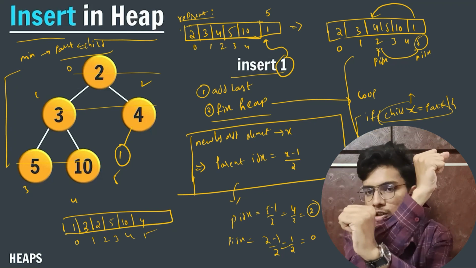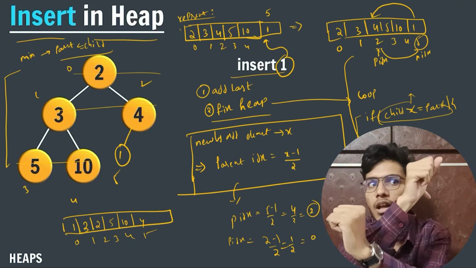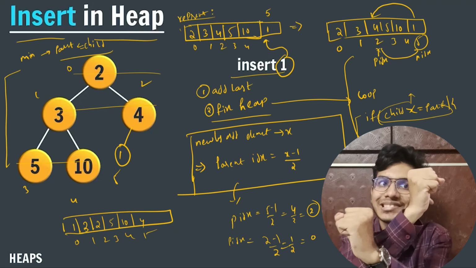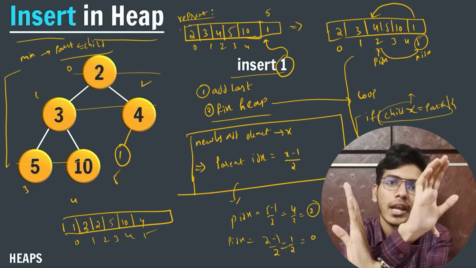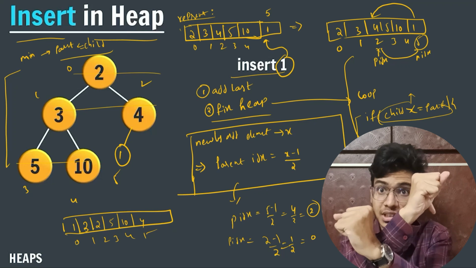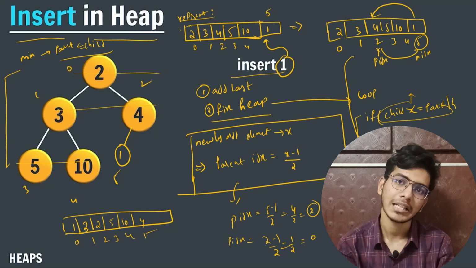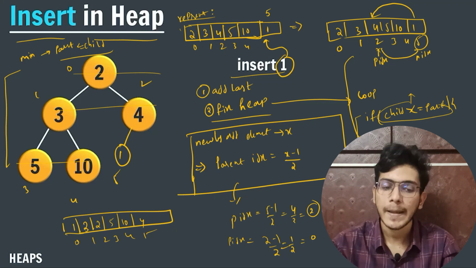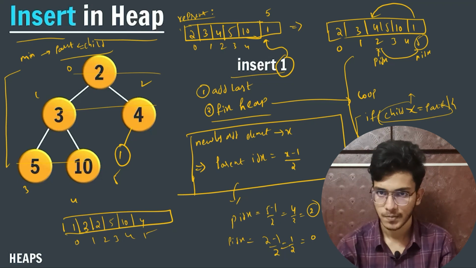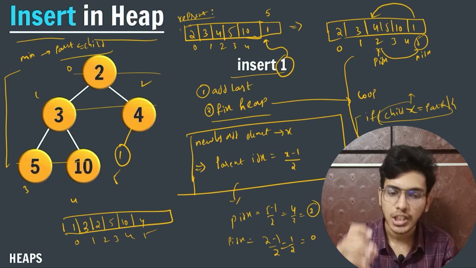I will check if both nodes are satisfying the conditions. Okay, no worries. If these conditions are not satisfied, again swap these two values. This swapping will continue until my whole heap gets fixed. So this is how the insertion will happen.